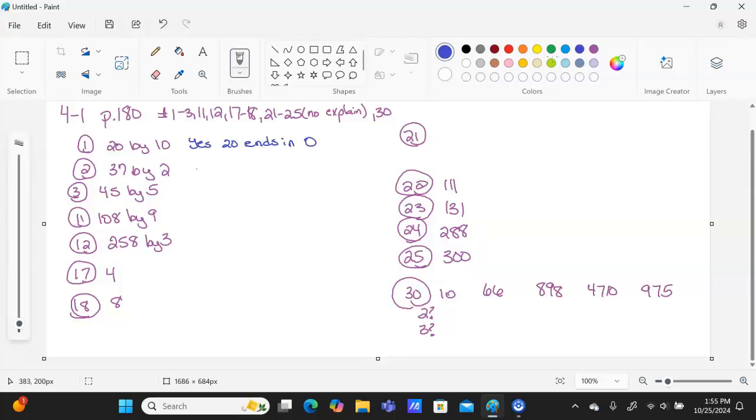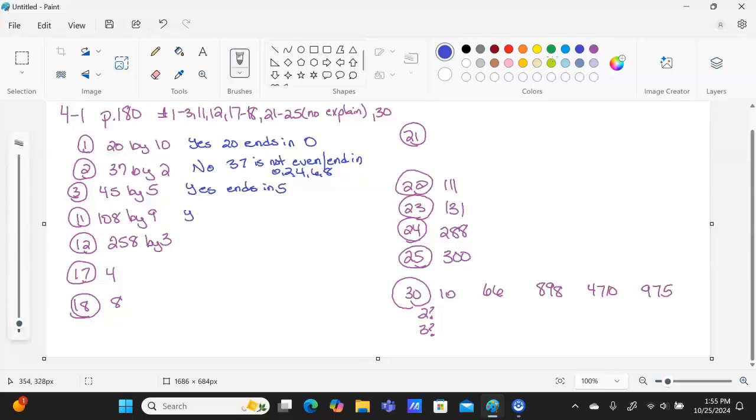Is 27 divisible by 2? No. 37 is not even. It doesn't end in 0, 2, 4, 6, 8, one of those. 45 is divisible by 5 because it ends in 5.